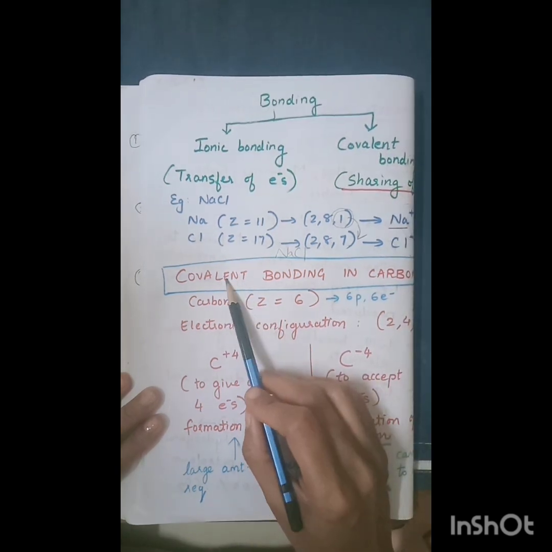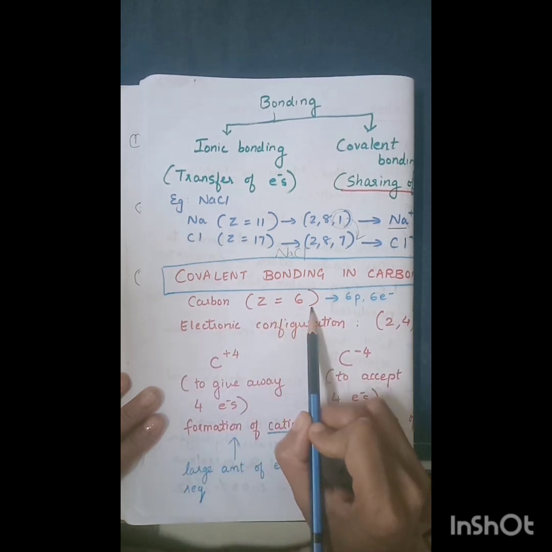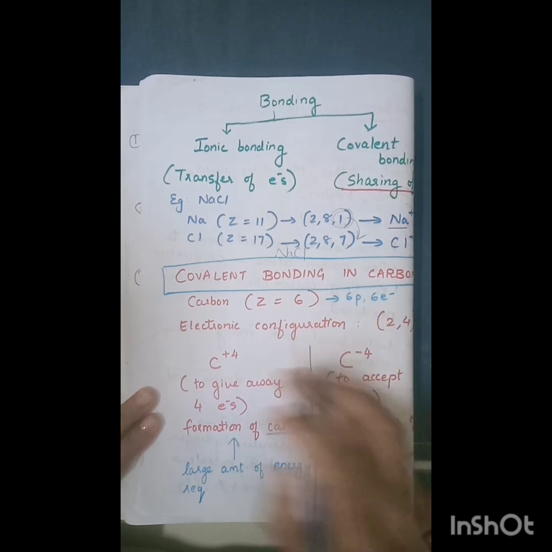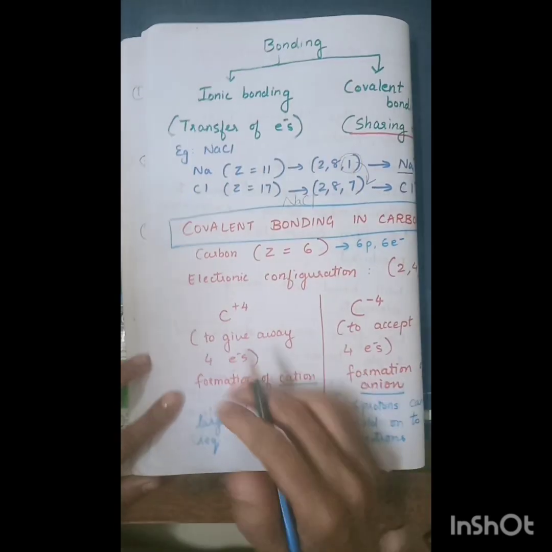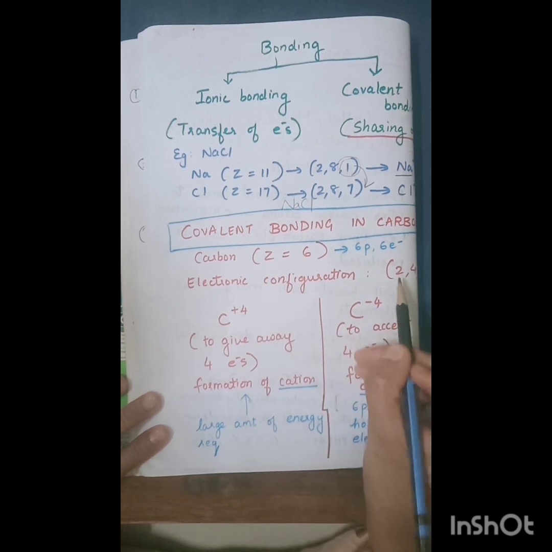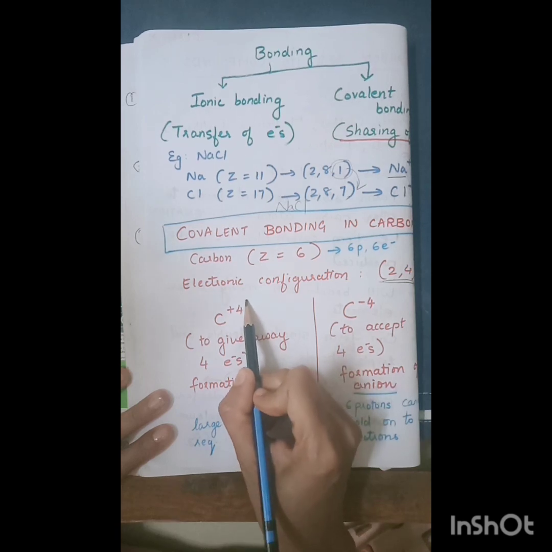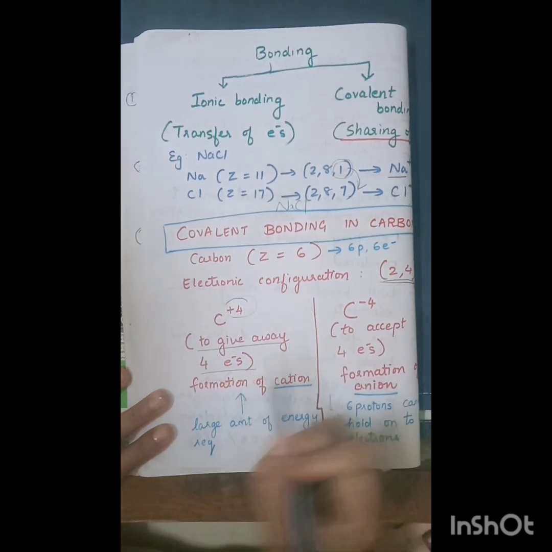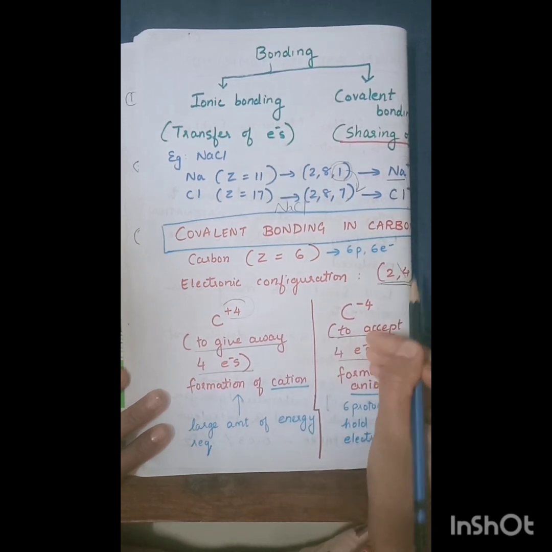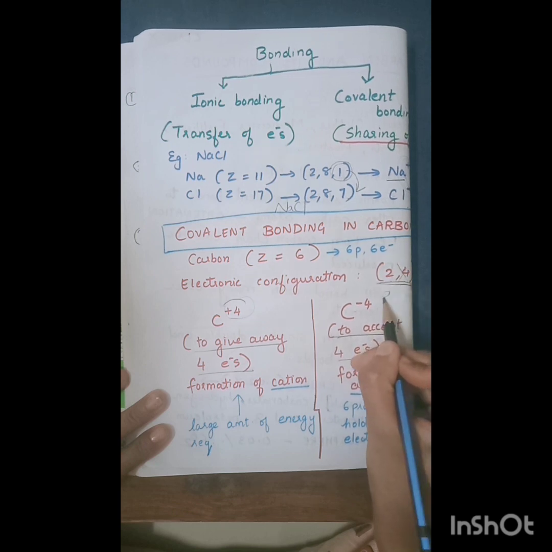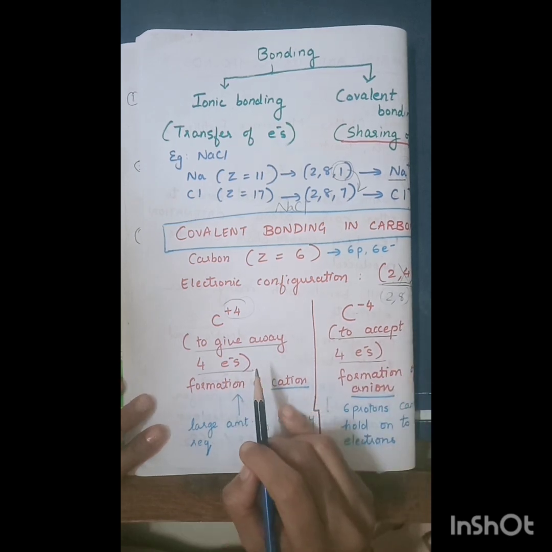Now that is covalent bonding in carbon. Carbon with its atomic number 6 has 6 protons and 6 electrons, and its electronic configuration will be 2, 4. Now first, to attain a stable electronic configuration, carbon can either give away its 4 electrons or it can accept 4 electrons. To give away 4 electrons means these 4 electrons would be removed, and to accept 4 electrons means it will be 2, 8. But both these things are not possible for carbon.